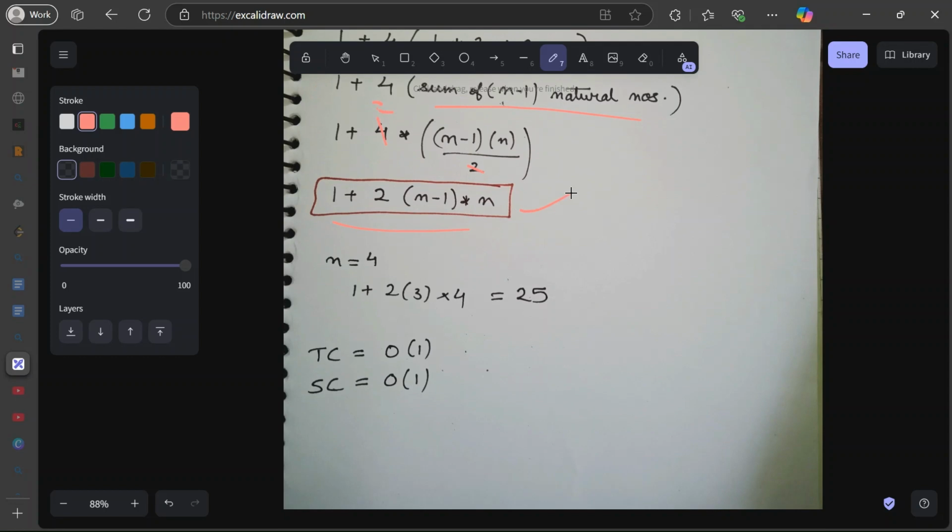For every n value, we would get the corresponding number of colored cells after that many minutes. N equals to 4. I'm adding n as 4, n minus 1, 3. 2 into 3, 6 into 4 is 24 plus 1 is 25. Time complexity here is constant time because we are just using a formula, and space complexity is also 1 since we are not using any extra space. So these were the two approaches. Now let's code them.